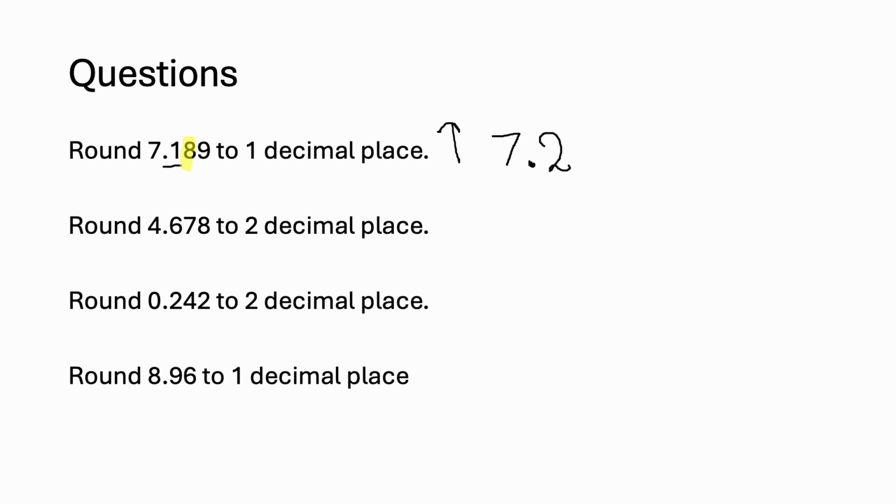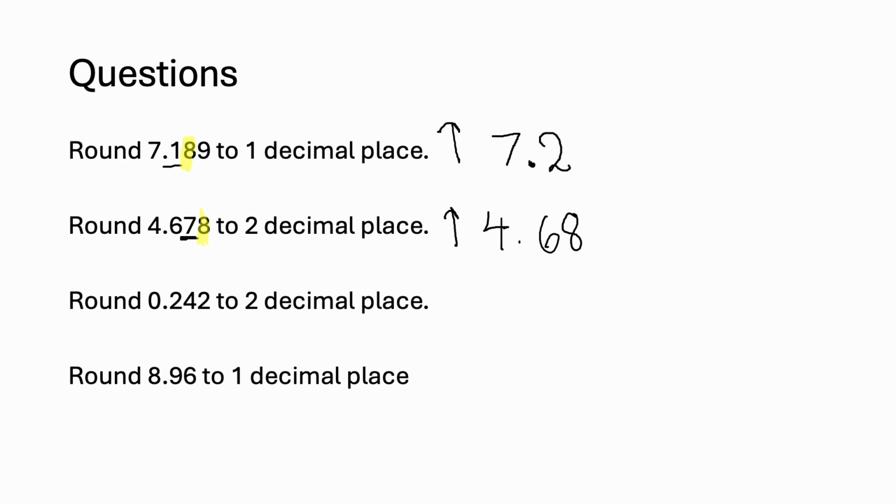Next question here, round 4.678 to 2 decimal places. Same thing, this 7 is going to be the second decimal place here, so that's the one that we are concerned with. Then we look at the number that is to the right of that 7, which is this 8 here. 8 is bigger than 5, so that means we round up, meaning that this 7 at the end will turn into an 8. So we get an answer of 4.68 to 2 decimal places.